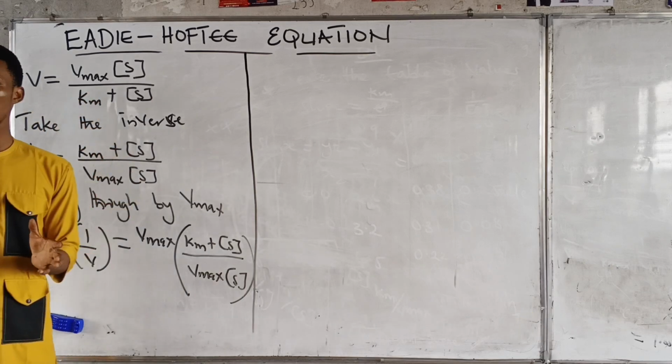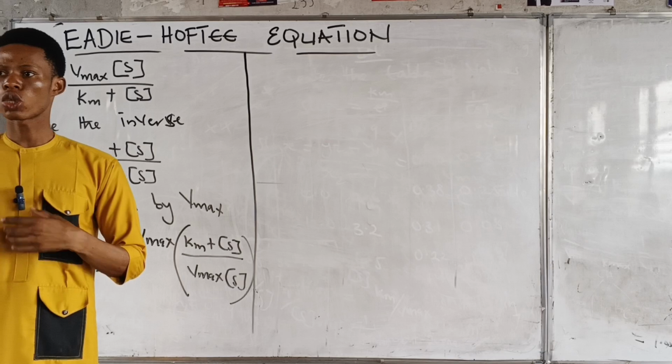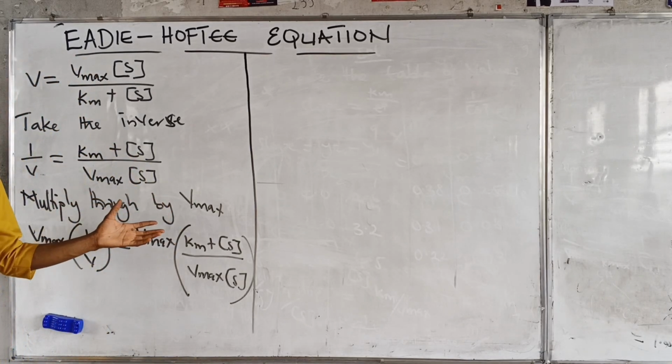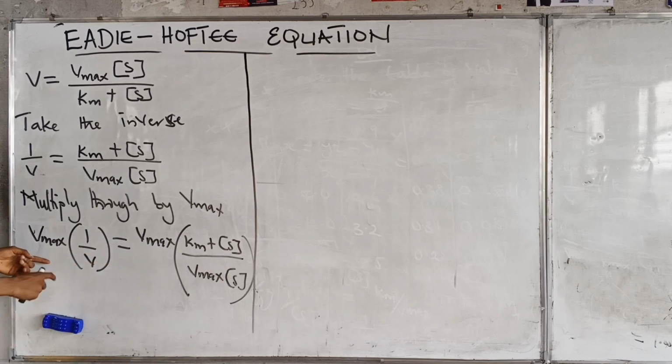The next thing he did was, he did what? He took the inverse. After taking the inverse, he multiplied through by what? Vmax. So multiplying through by Vmax, this is what we are having.